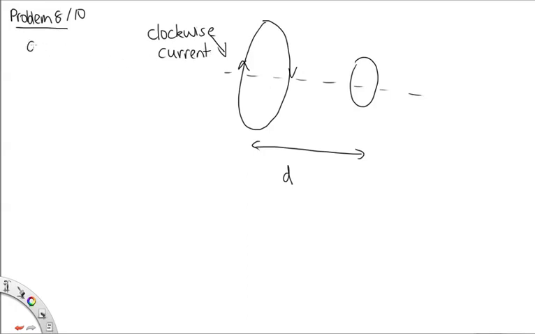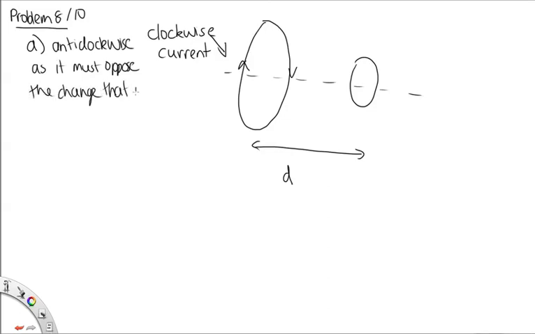And in part A, we're asked what is the direction of the induced current in the smaller loop? Well, we could immediately say that it's anti-clockwise, as it must oppose the change that induces it. But it would be better to consider the induced magnetic fields, because that's how the signal is going to travel from this larger one to this smaller one.